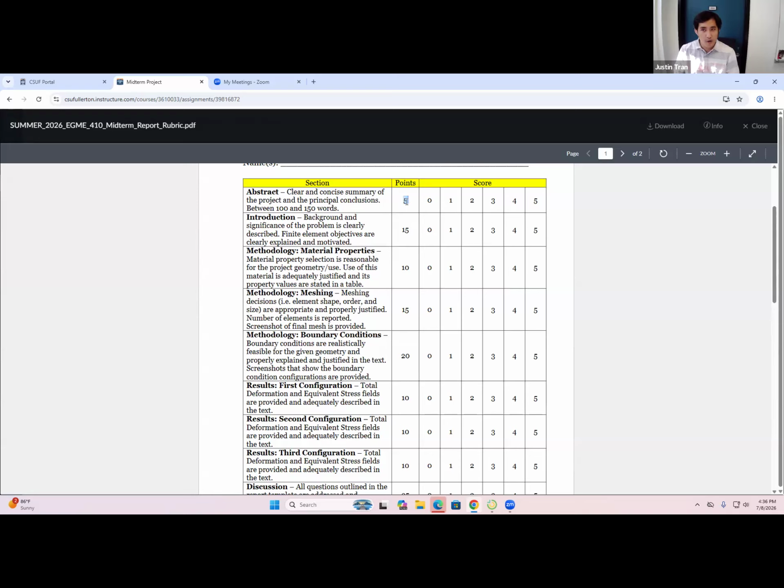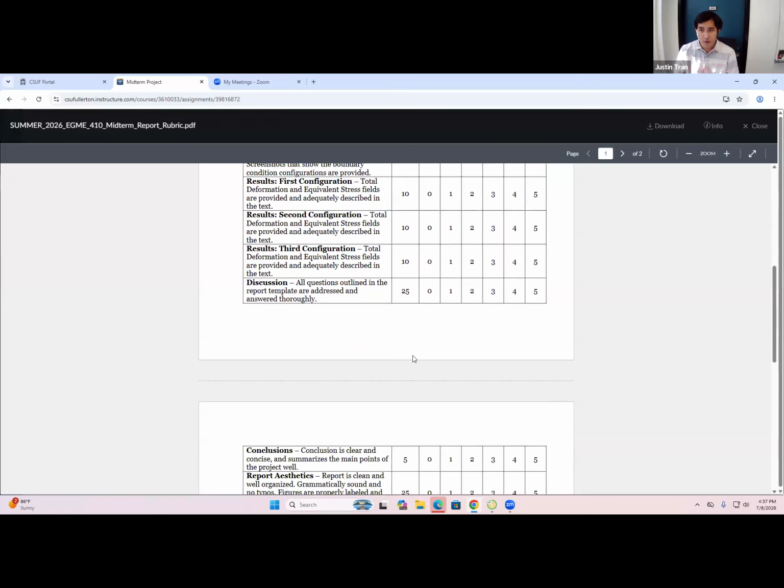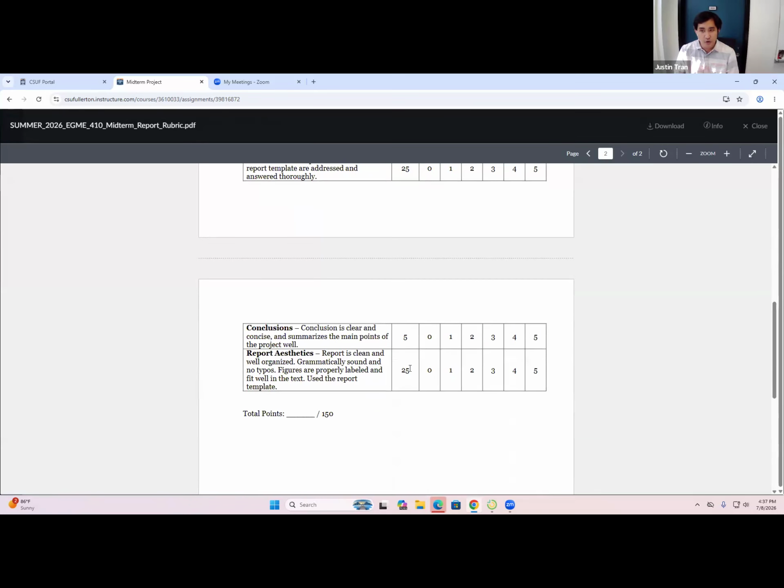So the abstract is a very small portion, only worth 5 points, but a big section like the boundary conditions is going to be worth more, up to 20 points. Discussion is another big one, worth 25 points. And then aesthetics, so grammar, punctuation, the figures looking clean, and the report being well organized. There's 25 points for that as well. Overall, the entire project is worth 150.